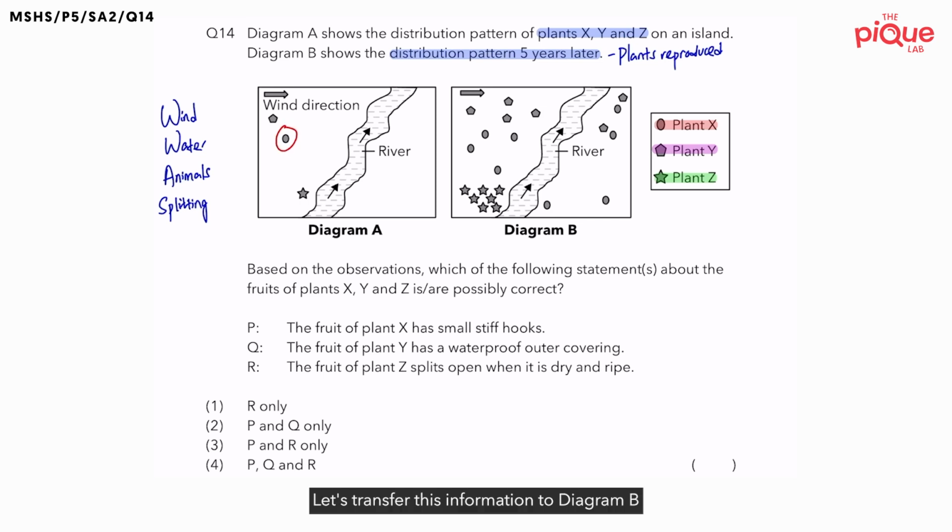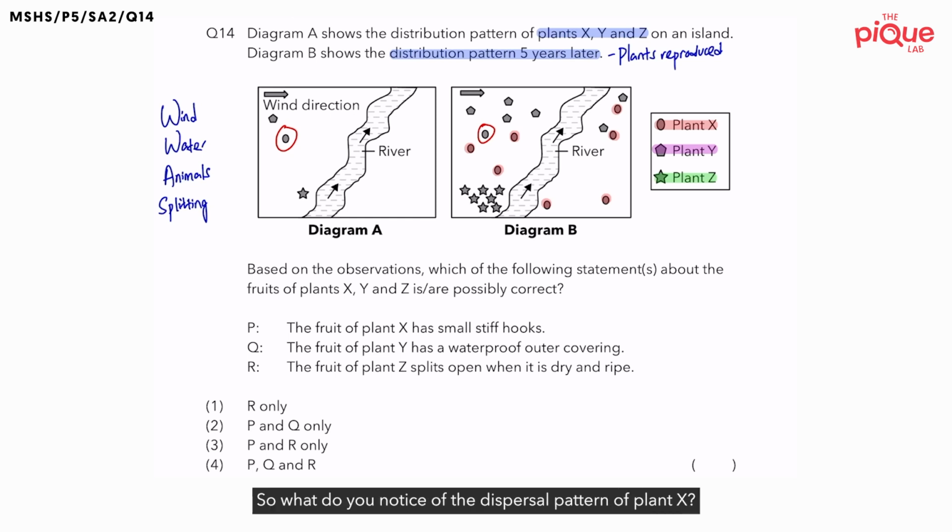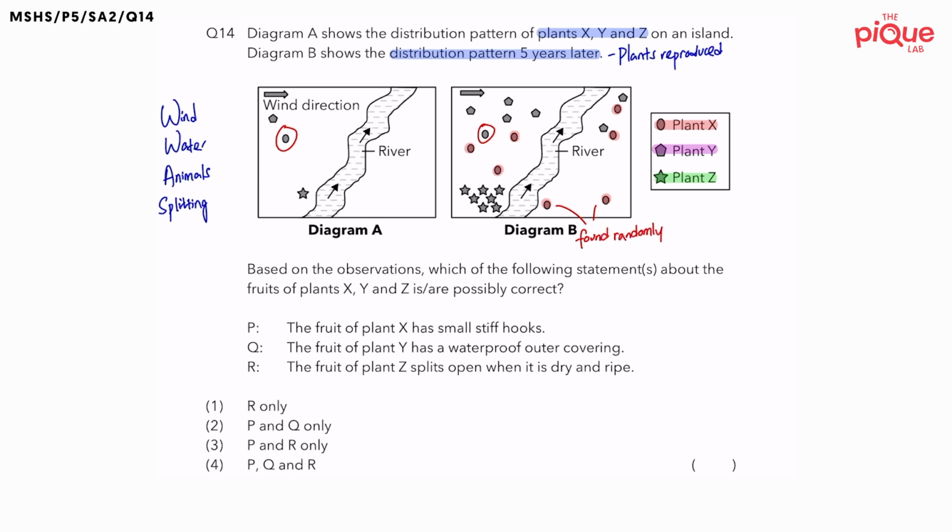Let's transfer this information to diagram B and highlight where we can find the rest of plant X around the island. So what do you notice of the dispersal pattern of plant X? Do you see a specific pattern? No. So we say that its dispersal pattern is random. So, if the dispersal pattern is random, what seed dispersal method is this? This is dispersal by animals.